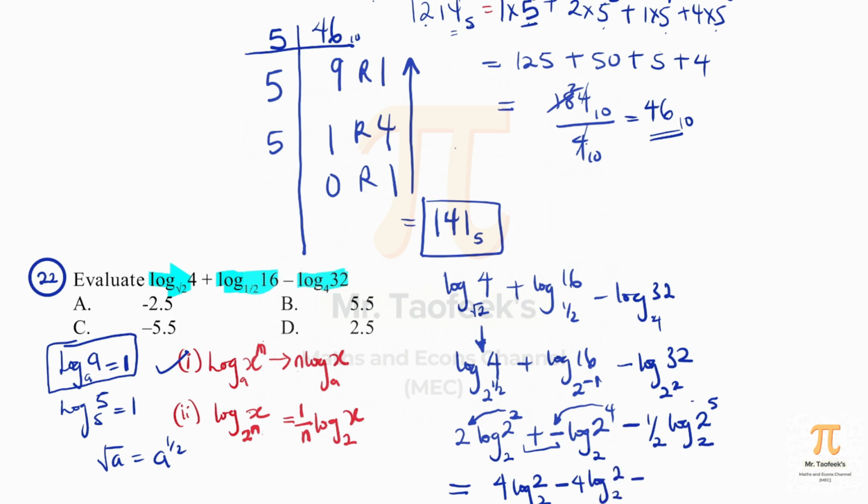Lastly, 5 comes down to multiply the number there. So we're going to have minus 5 over 2, because 1 over 2 times 5 is 5 over 2, and then log 2 base 2. So you can see everything is now log 2 base 2. So log 2 base 2, they are all going to be 1. So therefore, if this is 1, what we have left is what?